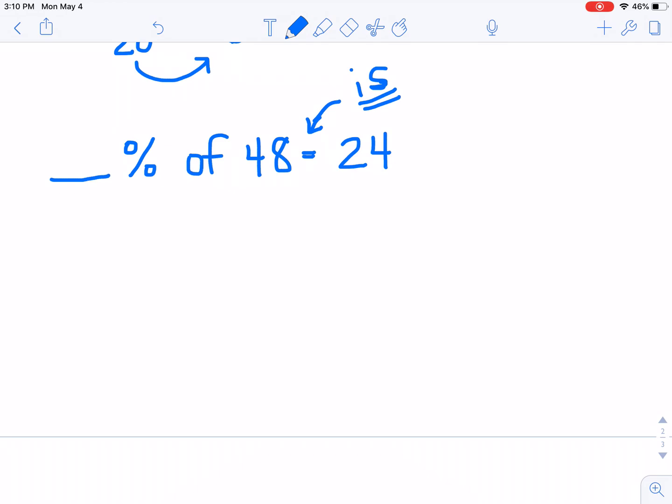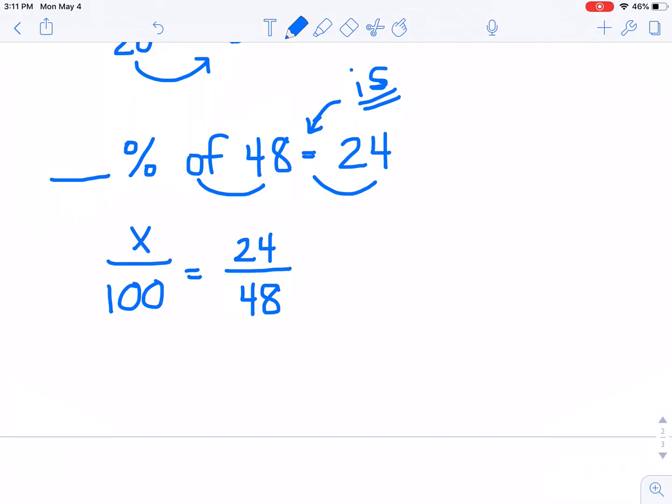If you'll notice, I know of and I know is. So this time I know this fraction, right? Because 24 goes on top and 48 goes on the bottom. And I automatically know if I have a percent, no matter what, it's over 100. So what I don't know here was x. So friends, you can do this the absolute opposite way as well. Okay? And now I'm looking at this going, well, 48 can't go into 100.